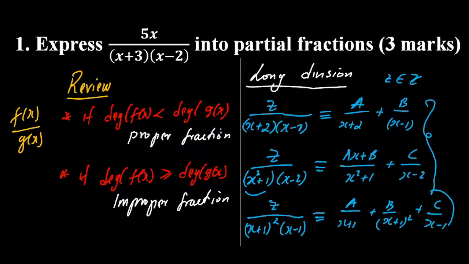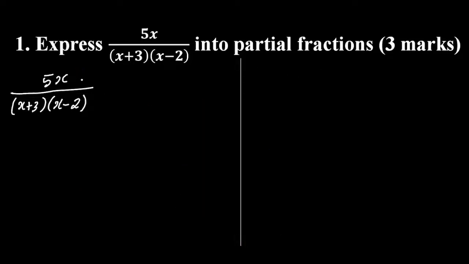So with this in mind, we're going to apply the same idea to solving our partial fraction. First of all, we verify if it's a proper or an improper fraction. The highest degree in the numerator is 1, because this is a linear function, and the highest degree in the denominator is actually 2, because if we expand it, we have x squared minus 2x plus 3x minus 6. So the highest power there is 2. Since 1 is less than 2, this is a proper fraction, so we are free to go ahead and express it.